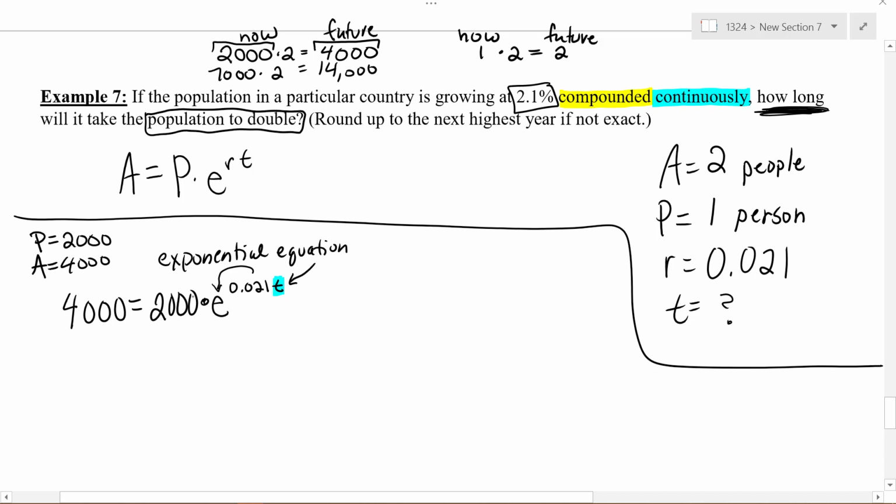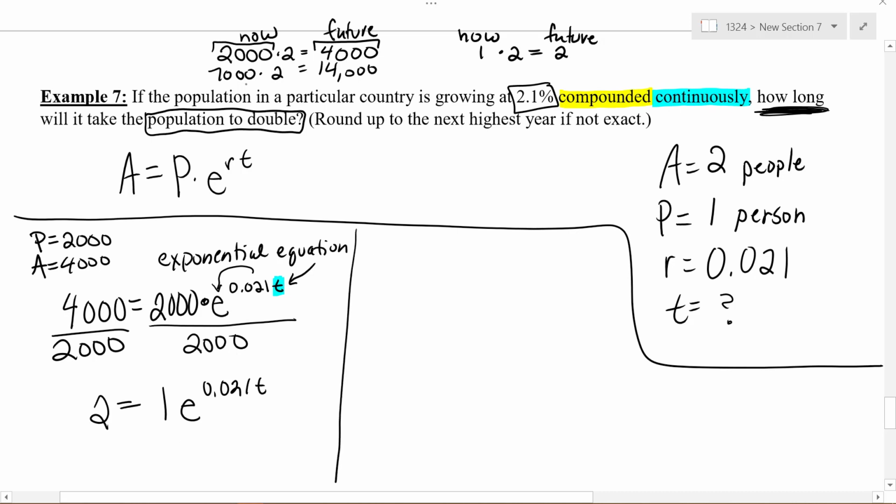So if I want to get rid of the 2,000 that's multiplied times e, I'm going to divide both sides by 2,000. So 4,000 divided by 2,000, let's simplify that, that's just 2. 2,000 divided by 2,000 is 1. And of course we don't need the 1. I'm just going to leave it there for emphasis.